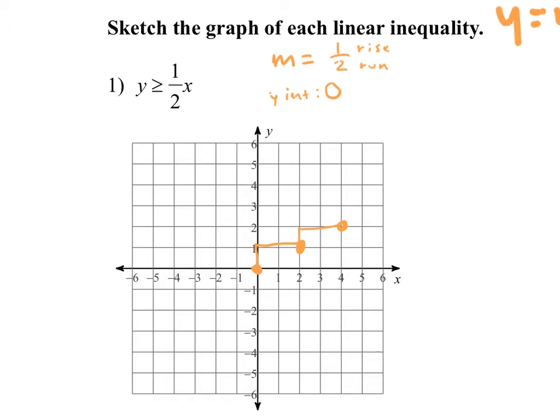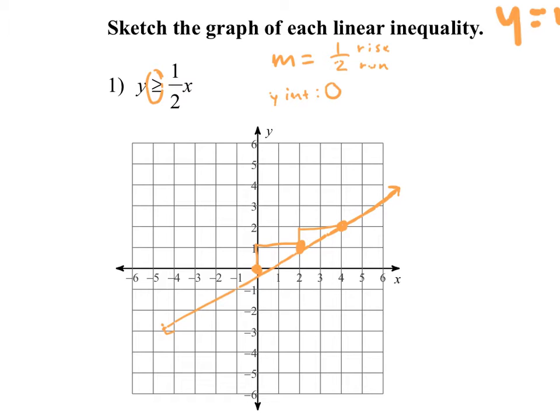Do we have a solid line here or a dotted line? Solid line. So remember this greater than or equal to, that equal to means it is a solid line. Now we need to see where we're shading in, if it's above our line or below our line.